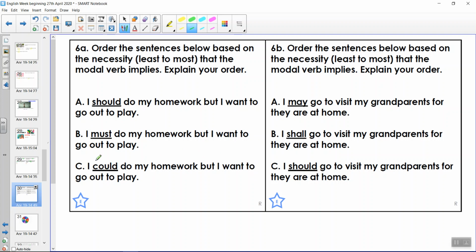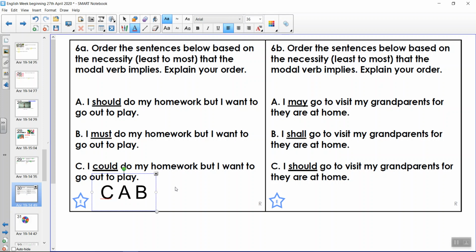I think could is the least necessary. I could do my homework. The most necessary is I must do my homework. So if I were to put these in order from the least to the most, I would say C is the least, I could do my homework. A is next, I should do my homework. And B is next, I must do my homework. The most necessary is must. Let's look at the next one.